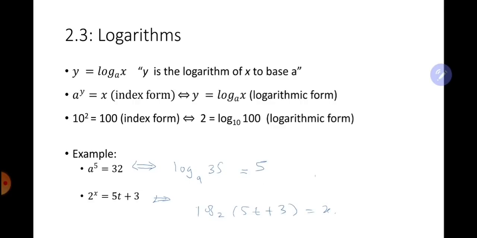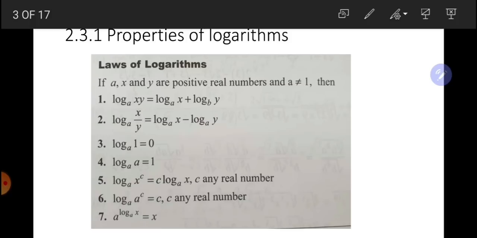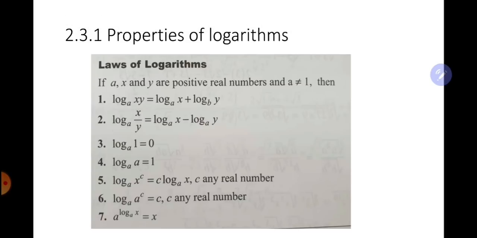Okay. Alright, now let's look at the properties of log ataupun laws of logarithms. Okay, if you have a, x and y are positive real number and a cannot be equals to 1. So kenapa a cannot be equals to 1 is because a is the base kan. Base cannot be equals to 1. Dia kena 2, 3, 4 and so forth lah.